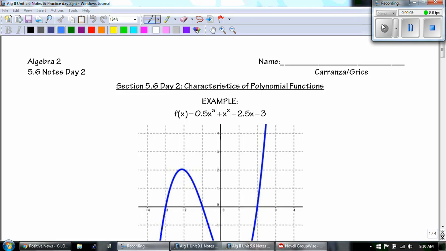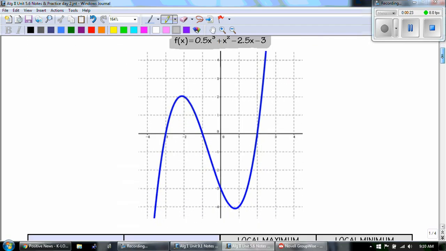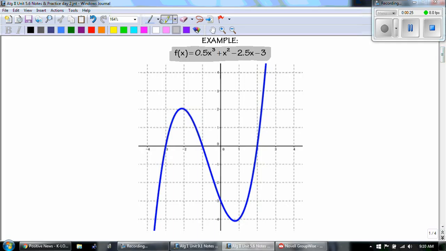Today we are talking about characteristics of polynomial functions. So here is our function right here, okay? Now, yesterday when we were talking about it, we wanted you to look at if it was positive or negative of your leading coefficient, how many turns does it have, your left and right end behavior. Now we're going to be adding a lot more other stuff, okay?